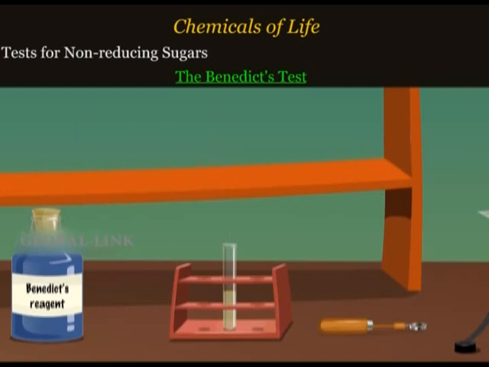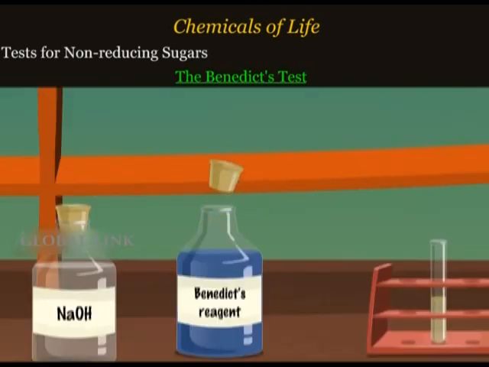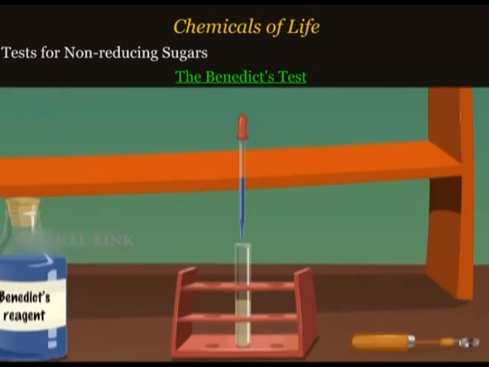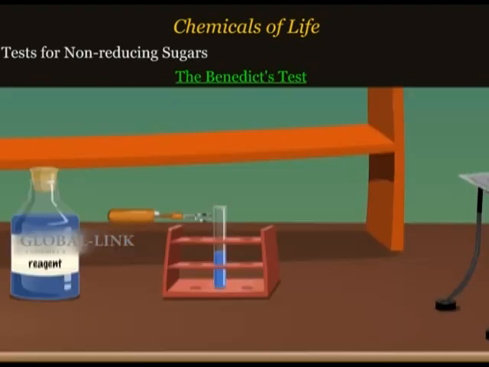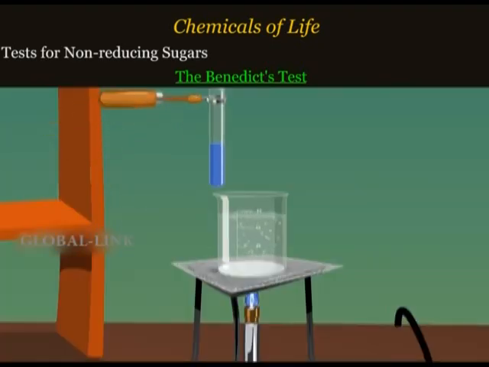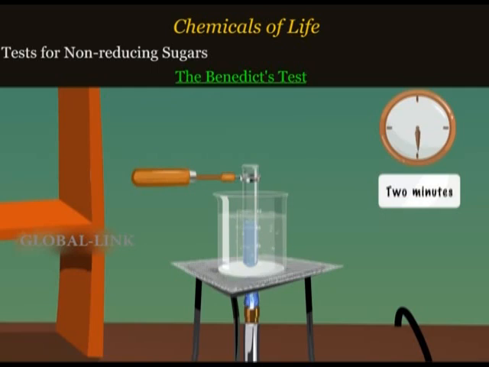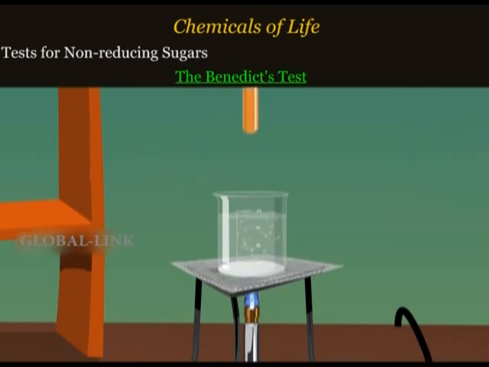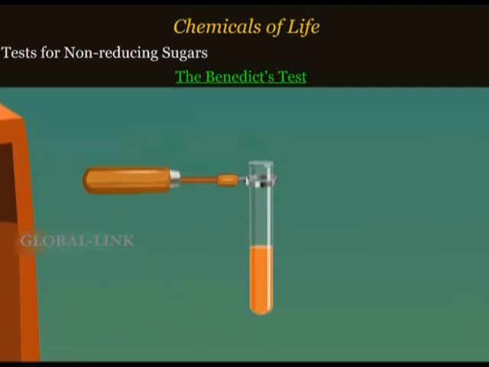Now we perform the Benedict test. Using a dropper, we take a small quantity of Benedict reagent and add to the test tube containing our sample. We boil the mixture in a water bath for about 2 minutes, and the color changes from blue to green to orange up to brick red, indicating the presence of a reducing sugar.